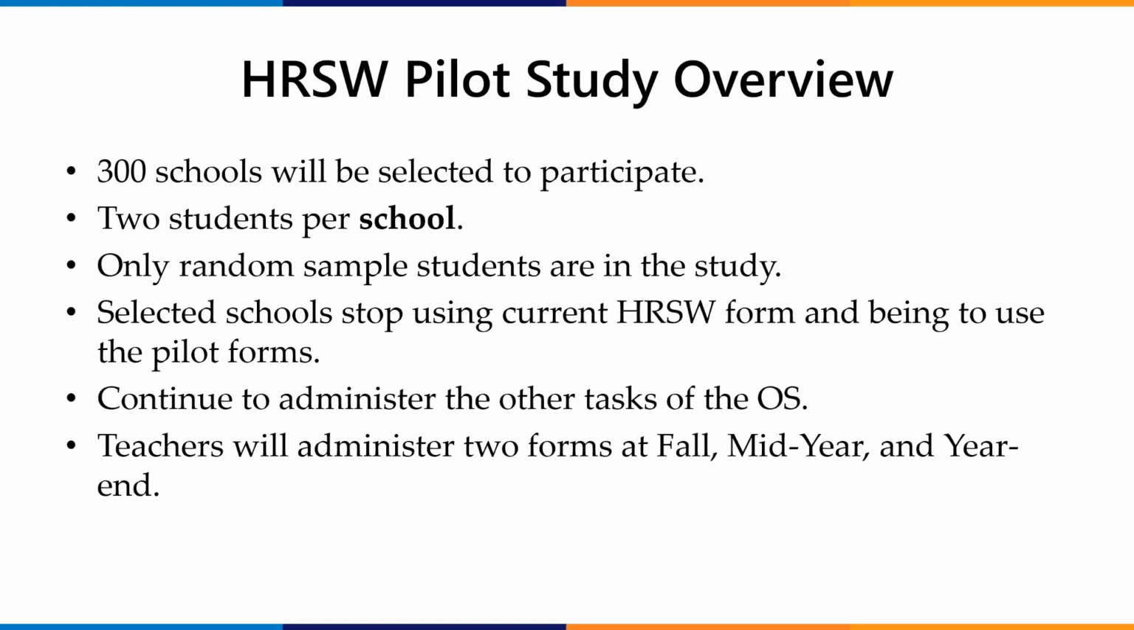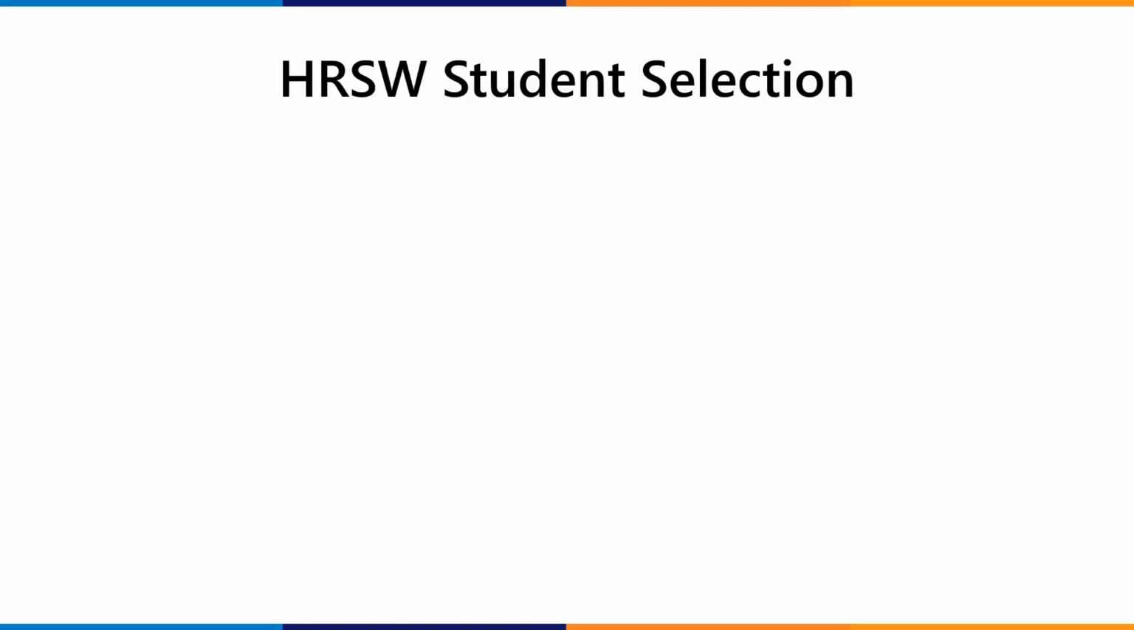Now, one difference from the last time that we tried to do this is that teachers will administer 2 forms at fall, mid-year, and year-end. So we will be trialing 5 different forms. At fall, teachers will administer 2 forms. At mid-year, they will administer 2 forms of the pilot sentences, and they will administer 2 forms at year-end as well. So at each of those time points, we will be administering 2 forms.